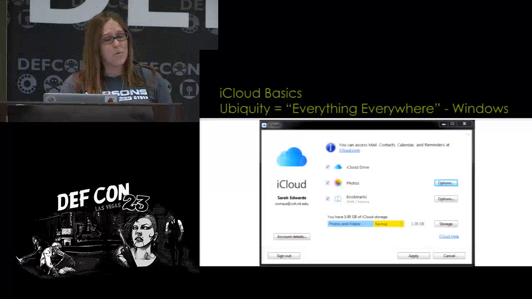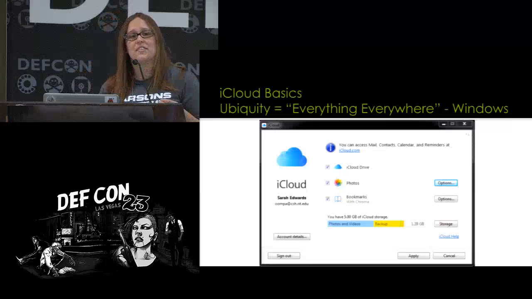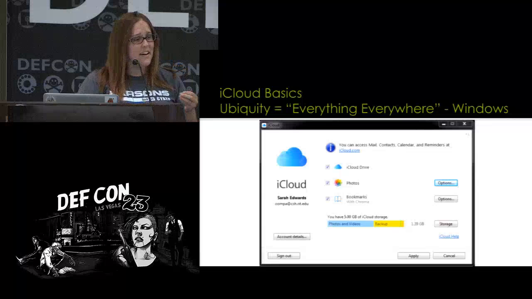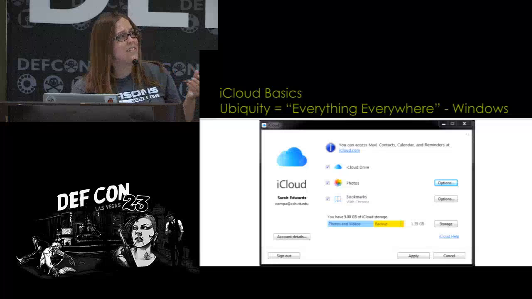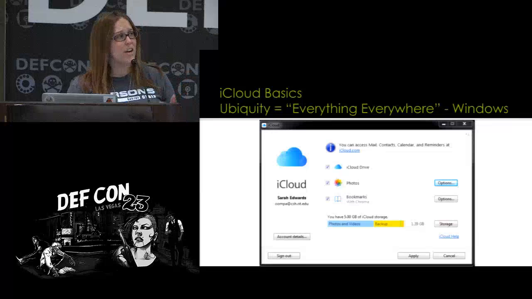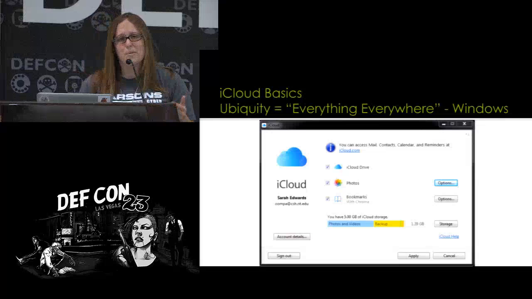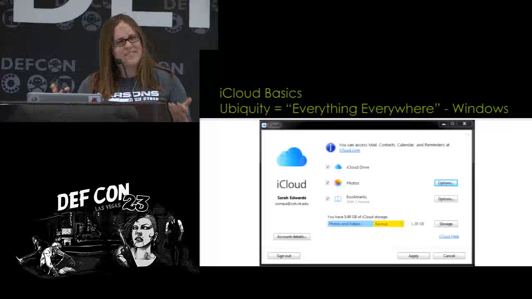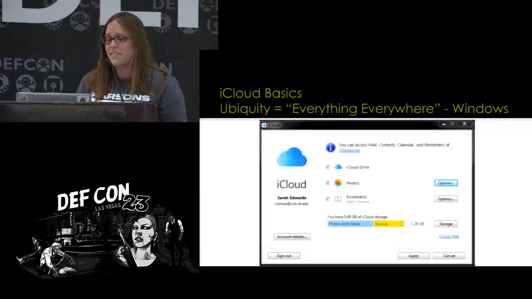So this is iCloud for Windows. You can see the options are slightly less user-based. So you get certain things like your iCloud Drive, your photos, and some other bookmarks with Chrome, which is kind of a weird option to have, but it is available.